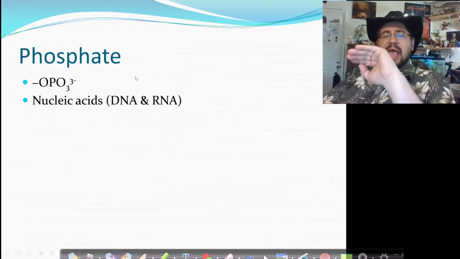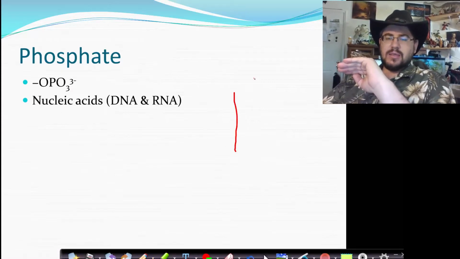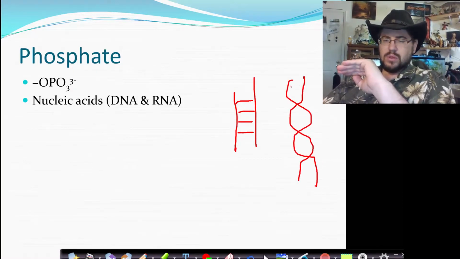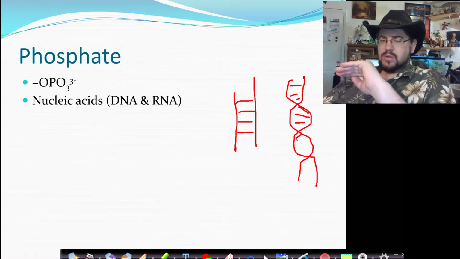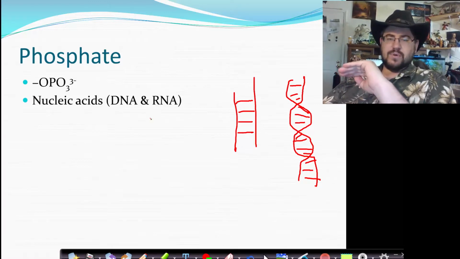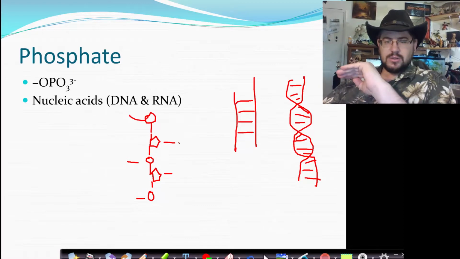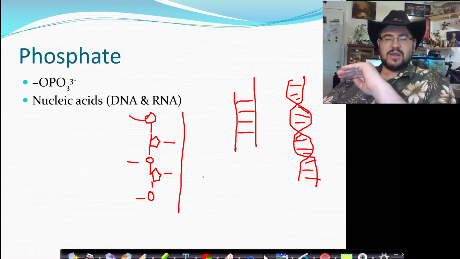Phosphate is important in nucleic acids, right? So when you talk about DNA, you'll talk about that double helix, right? So there's the helix. Anyway, when you get down to it, DNA is basically a twisted ladder. Like, here's a flattened out ladder, right? And if you get real close, you have a sugar and then a phosphate holding together DNA. So these are my phosphate groups, and these are my sugars, right? And so that ladder is actually made of sugars and phosphates.